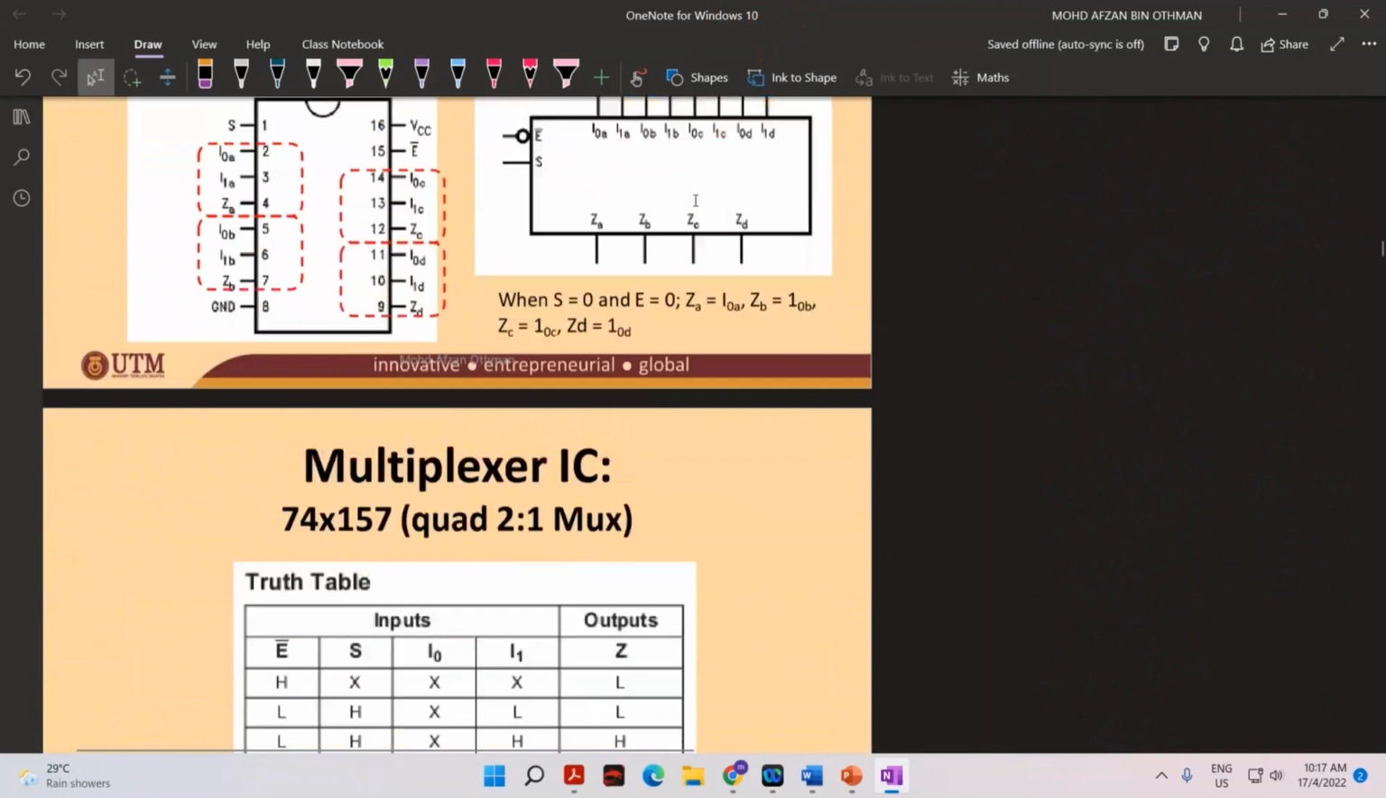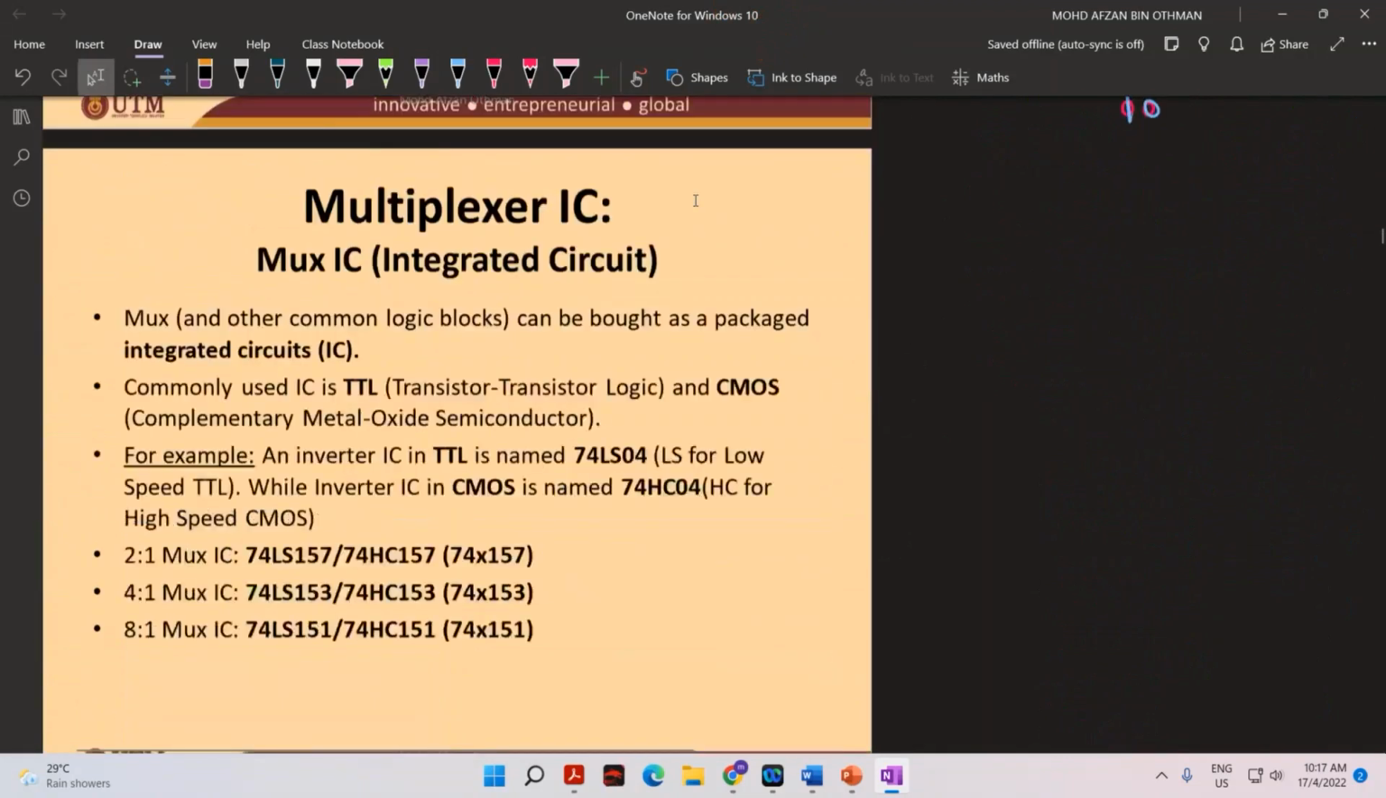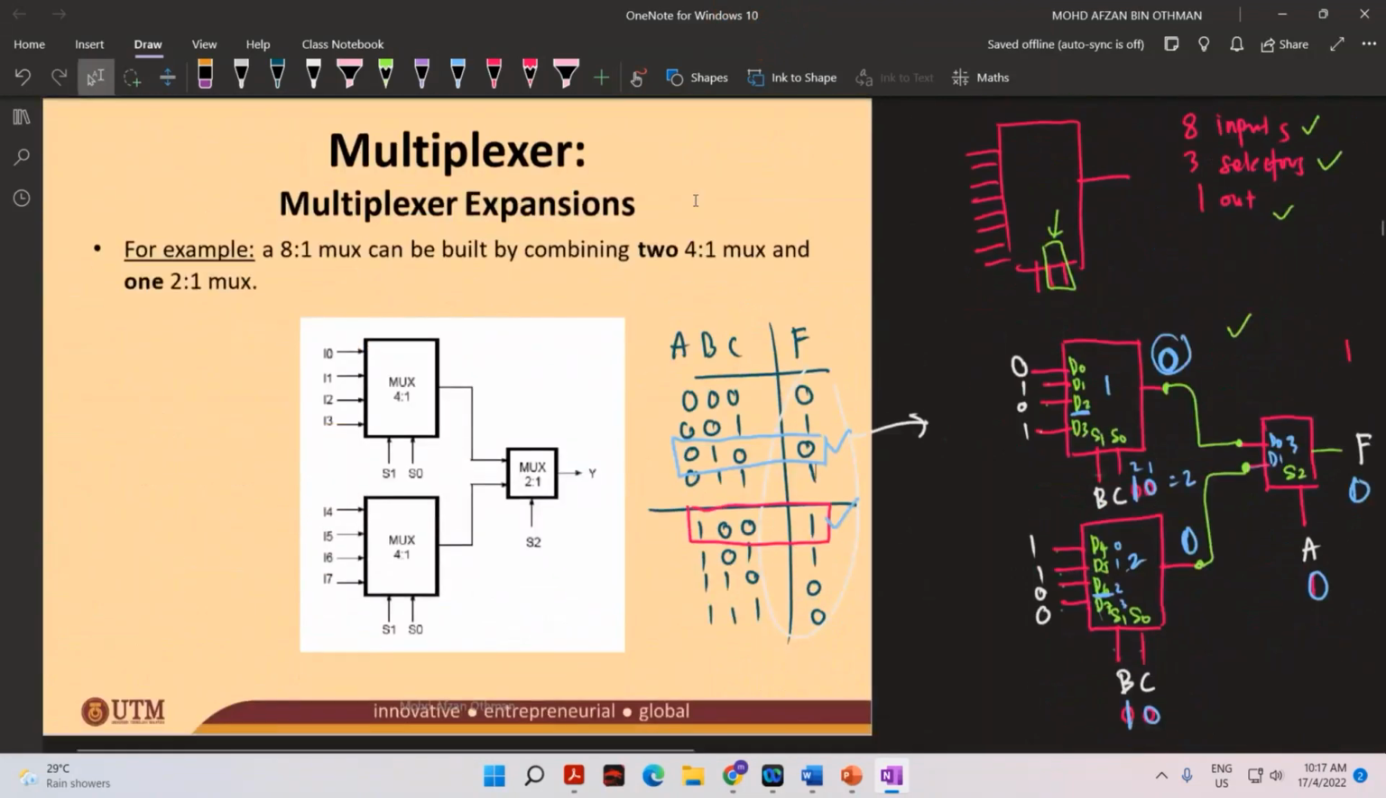Okay, if no question, I think we stop dahulu. Kita ambil dalam 20 minutes break. Okay, kita sambung semula pada pukul 10.45 ya. 10.45, boleh ya? 10.45.